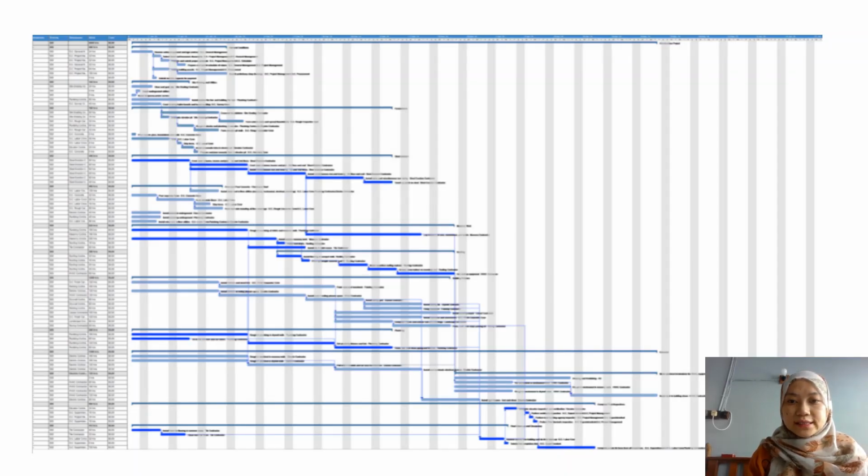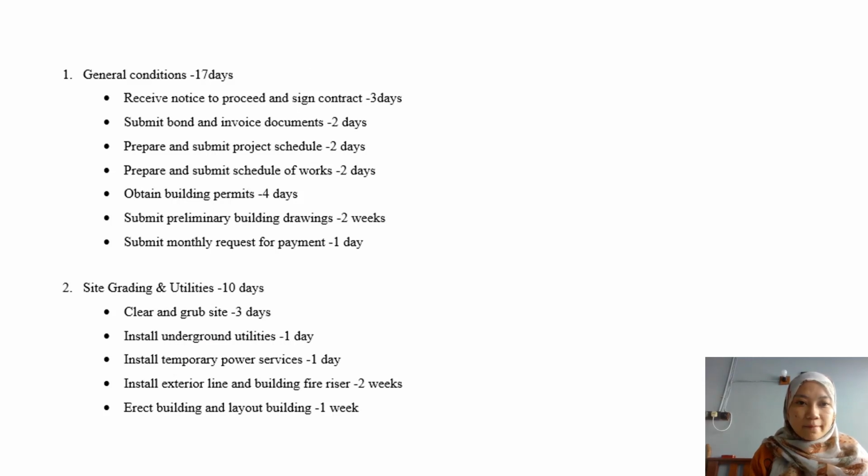So as you can see, this is our complete Gantt chart. The first bar is on the total days of the whole construction. So we generally have 13 major activities. The first one is on the general condition where it takes 70 days. And then the second major activity is on the site grading and utility where it takes 10 days.